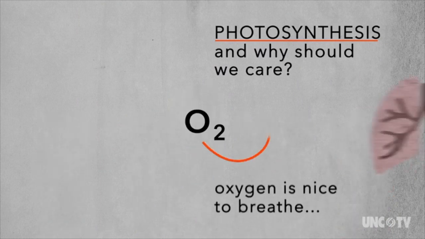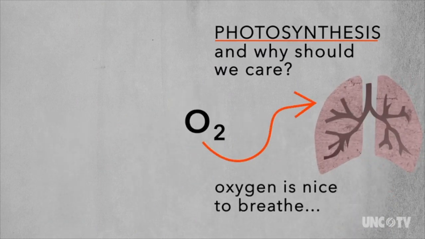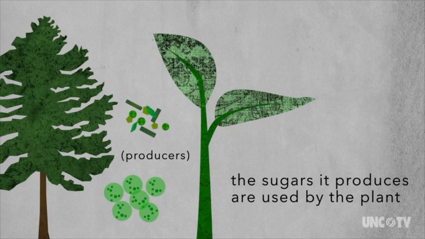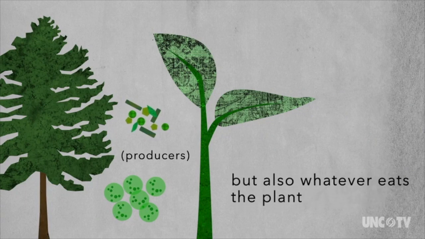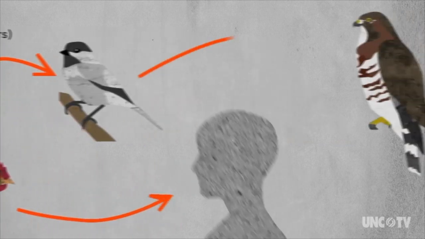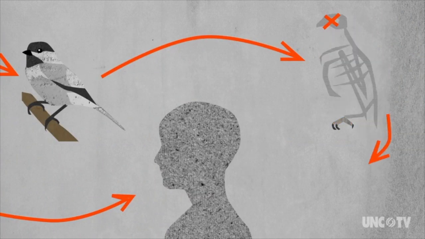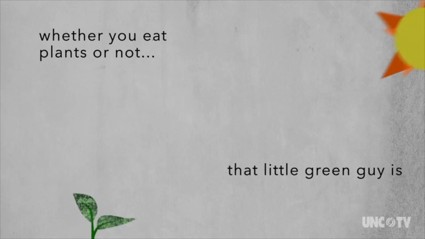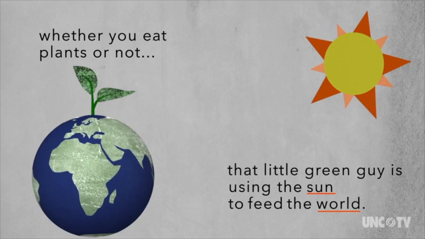And why should we care? Well, oxygen is nice to breathe clearly, but take a step back and consider that the plant isn't just making food for itself. The sugars it produces are not only used by the plant, but also whatever eats the plant, and then whatever eats the eater, and up and then back down the food chain until you get, well, dirt. So when you think about it, whether you eat plants or not, that little green guy is using the sun to feed the world.